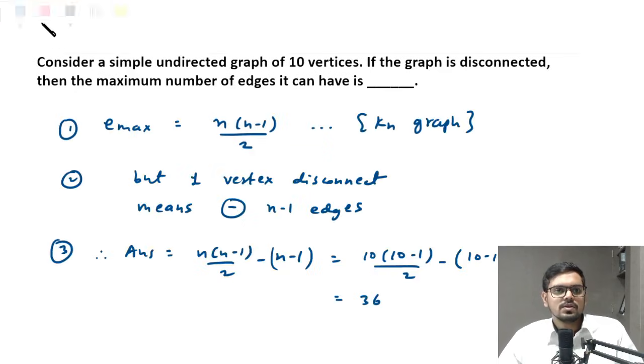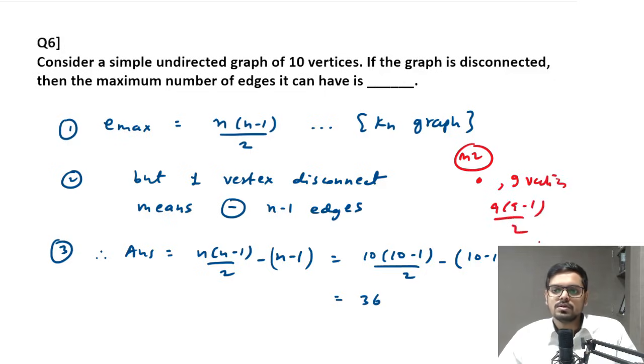Agreed? So there was one more way to solve this question. Method 2 was simply to say that 1 vertex is isolated and 9 vertices are joined. So simply 9 into 9 minus 1 by 2 is the answer. Easy. That's it. So we are done for today.